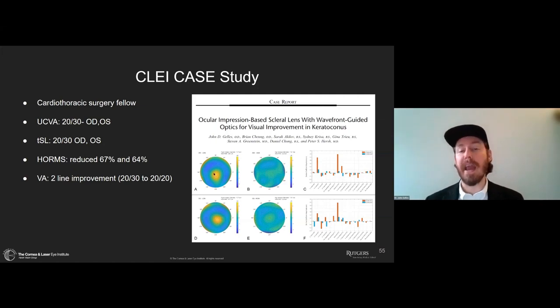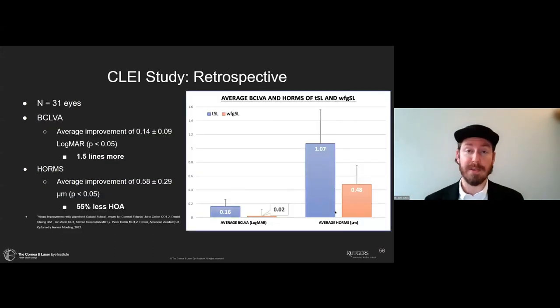You can see the before maps of his wavefront profile while wearing the traditional scleral lens, his post maps with the higher order aberration correcting scleral lens. And then you can take a look at the individual polynomials here, and you can see that we've reduced a significant amount of coma and trefoil and spherical aberration for this individual to improve his quality of vision.